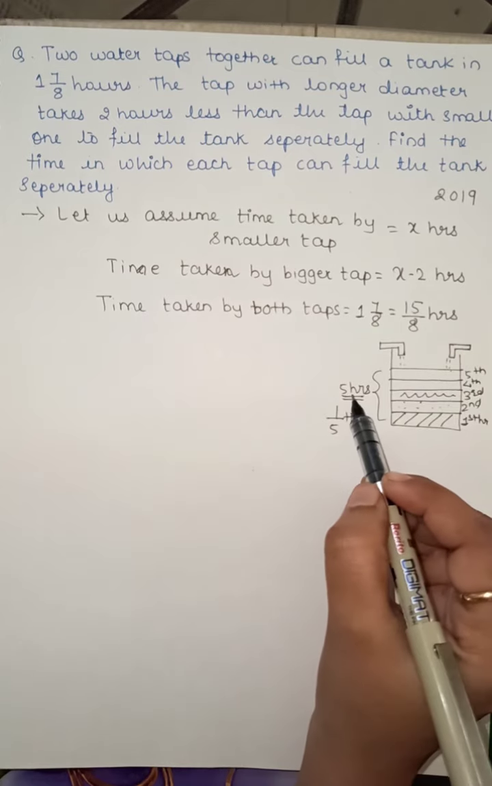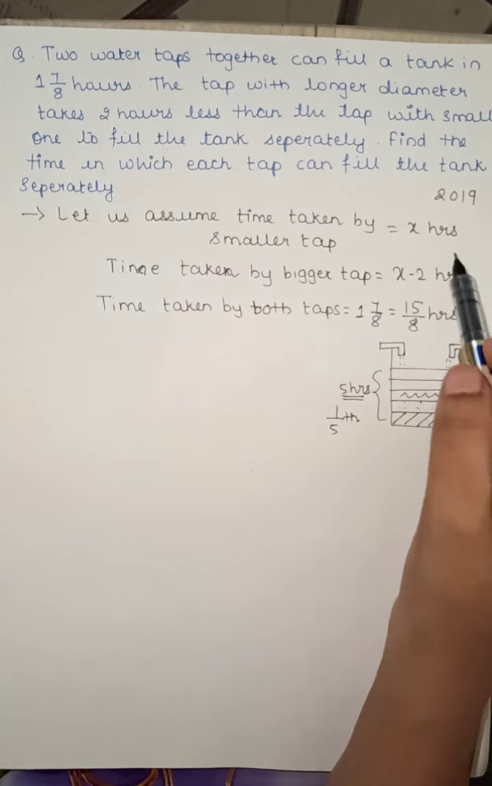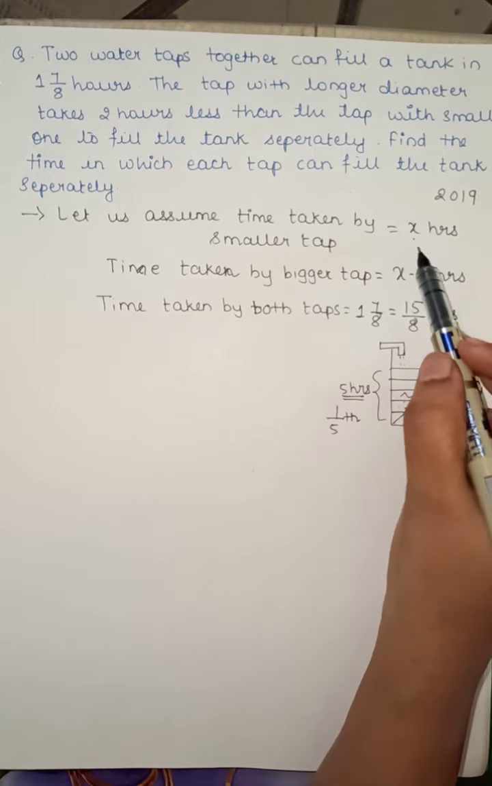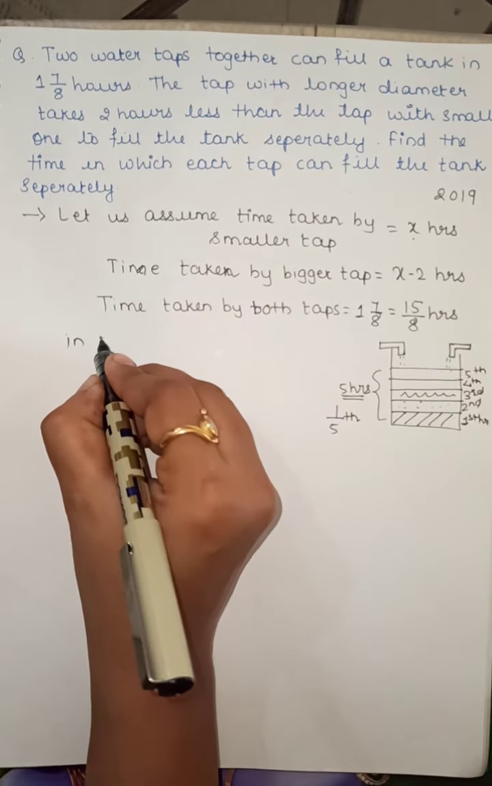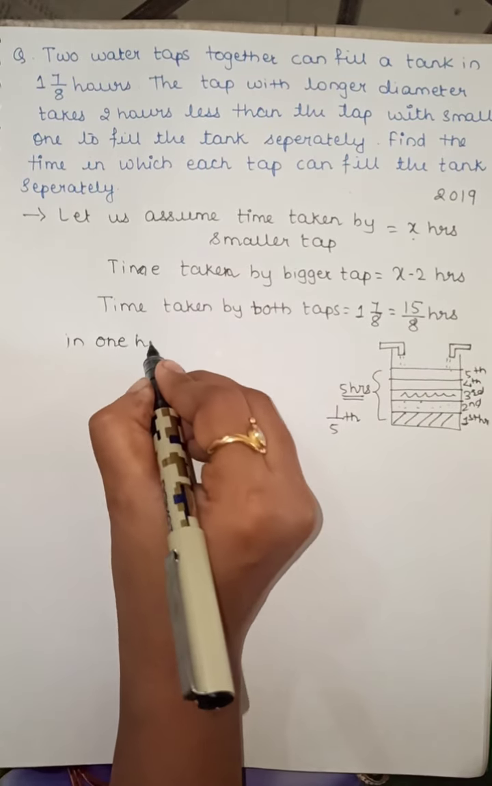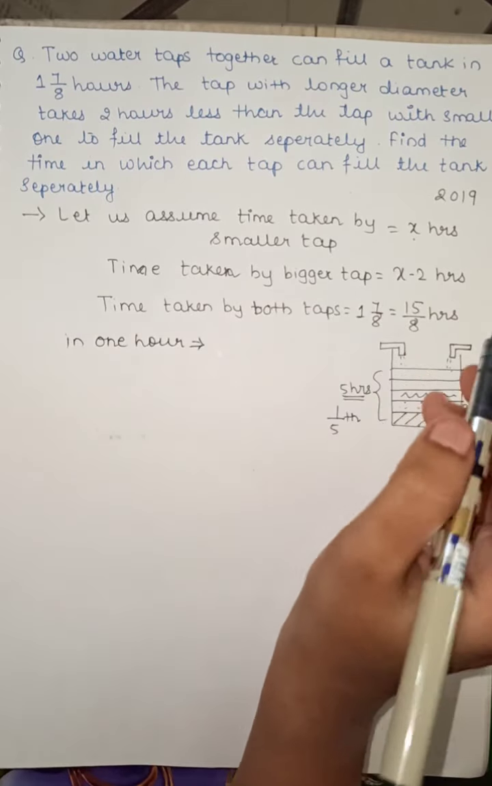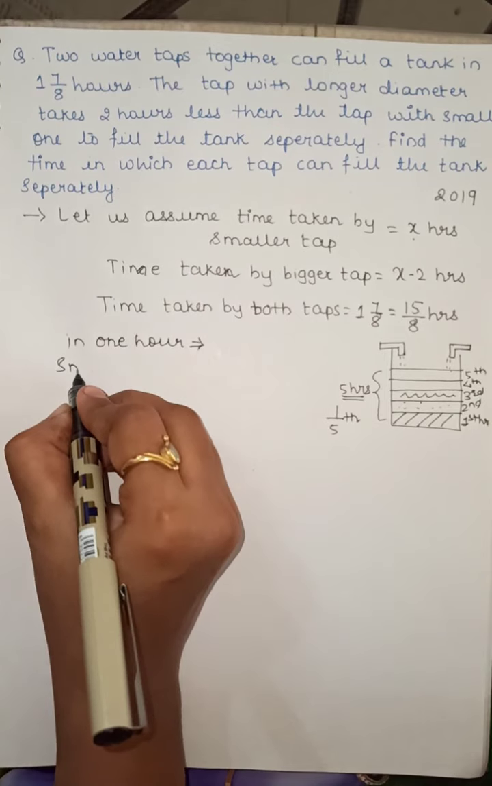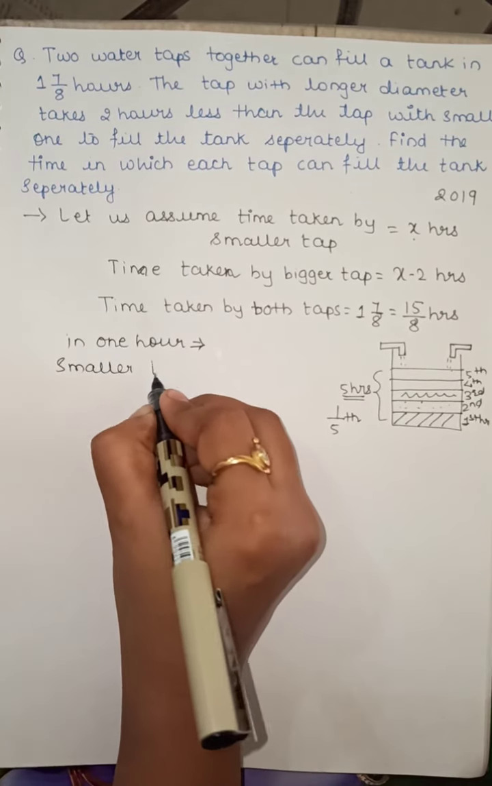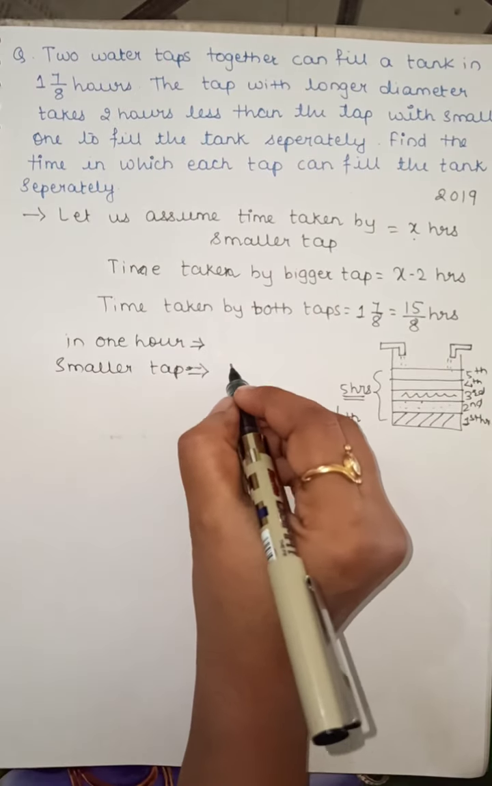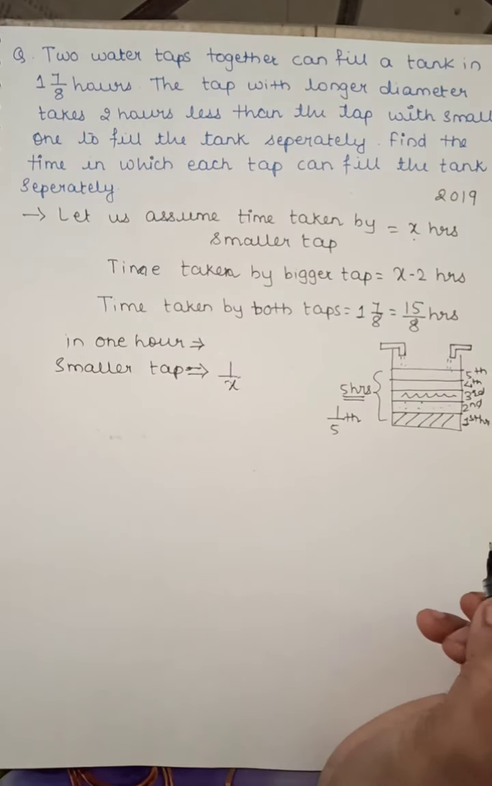Now 1 by 5, since I have assumed the example as 5 hours. Now by this concept, if the smaller tap is taking x hours total time, in 1 hour we have to find the part filled by all the three cases. In 1 hour, how much part will the smaller tap fill? Since the smaller tap is taking x hours, in 1 hour it will fill 1 by x part.